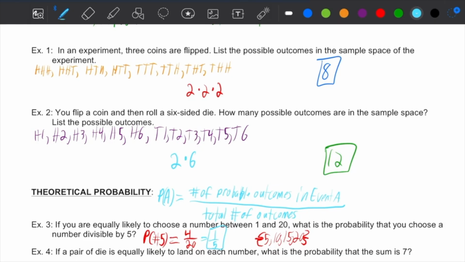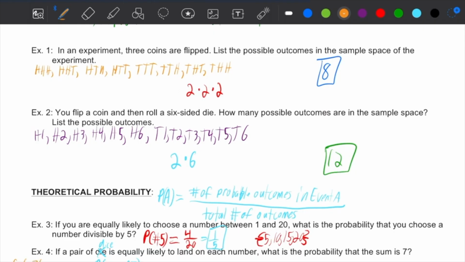Example 4, if a pair of dice, that should be dice because die is singular, is equally likely to land on each number, so aka it's no more likely to land on a 2 than a 3, what's the probability that the sum is 7? So, probability of a sum of 7, you have a total of 36 different options for the dice to be rolled. Like we talked about earlier, 6 for the first, 6 for the second, 36 total.